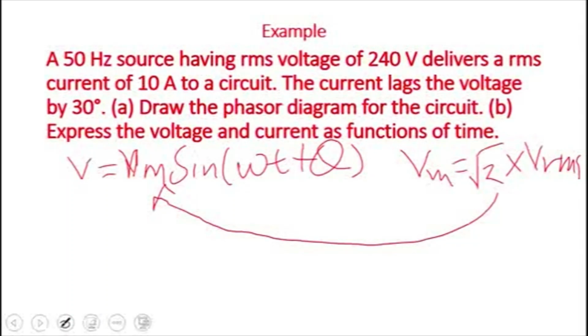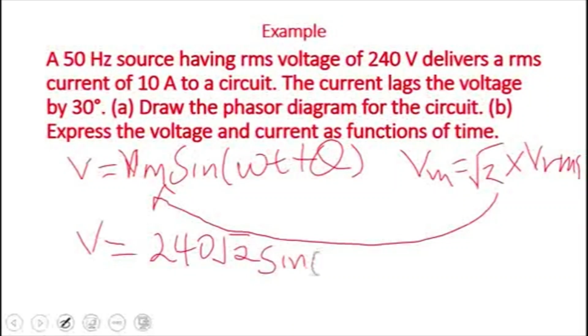And then the phi in this particular instance will just be depicted by the angle that we are considering. But in this case, the voltage is the reference for us. So if it is the reference, then the phi should actually be 0 degrees. So this can just be represented as V is equal to 240 root 2 sine omega t plus 0.